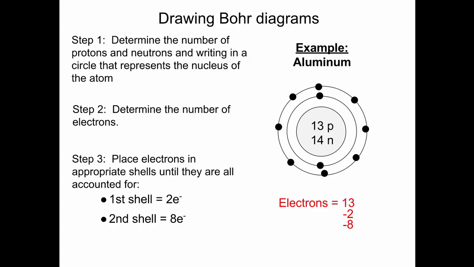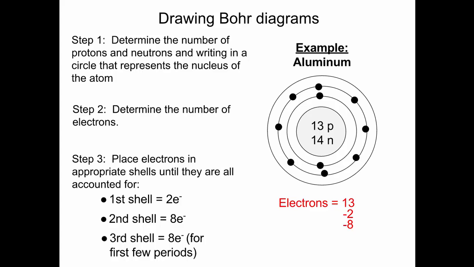So we're going to take 13 minus 2, that told us that we have leftovers, minus 8. So our third shell has 8 electrons for the first few periods. And again, we're assuming that that third shell holds 8 electrons. And there are 3 electrons left because 13 minus 2 is 11, minus 8 leaves us with 3. So there are 3 electrons left, so we're only putting 3 electrons in that outer shell.